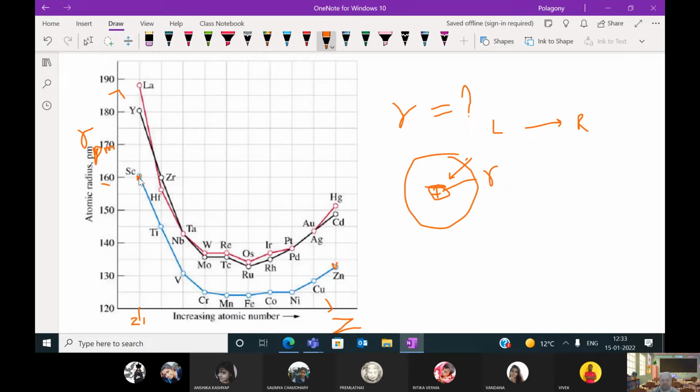Because the atomic volume of scandium is greater than the atomic volume of zinc. Less volume and more mass means more density, right? So copper and zinc will have the most density, because atomic mass increases and volume decreases. Clear, everyone? So the density will be more with copper and zinc.